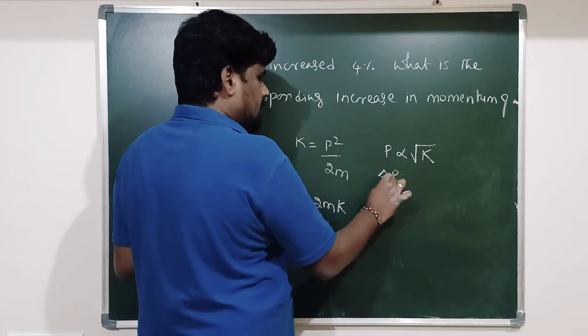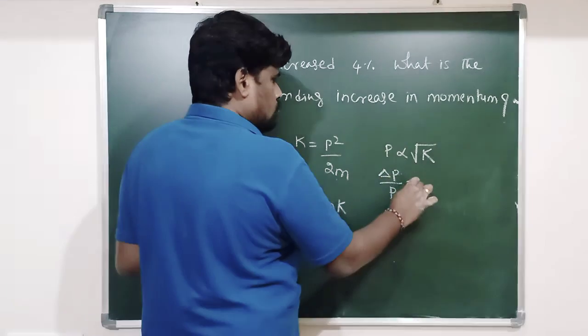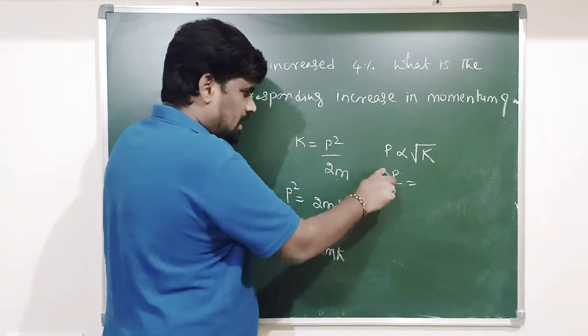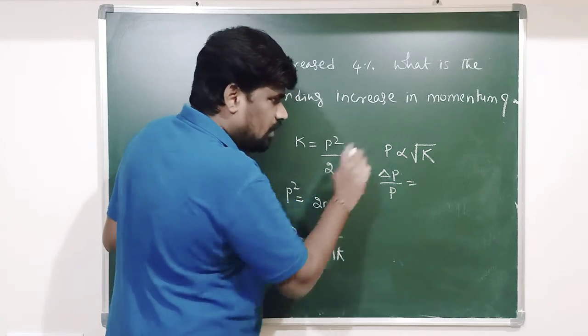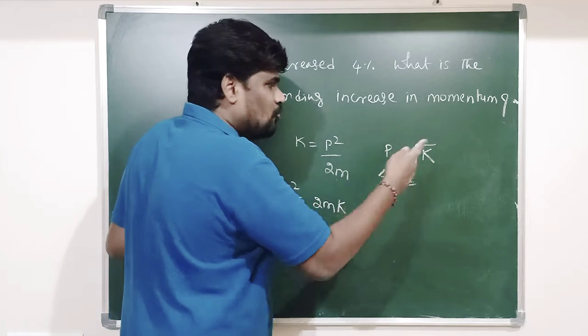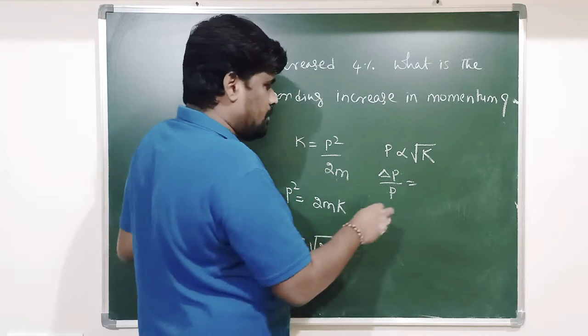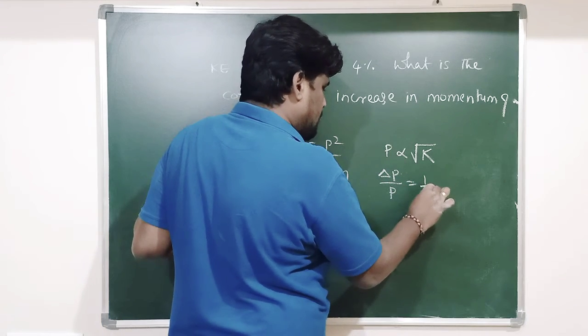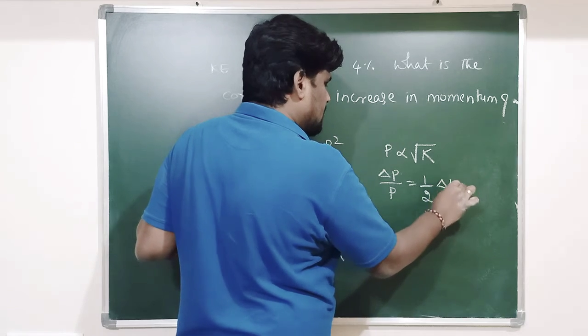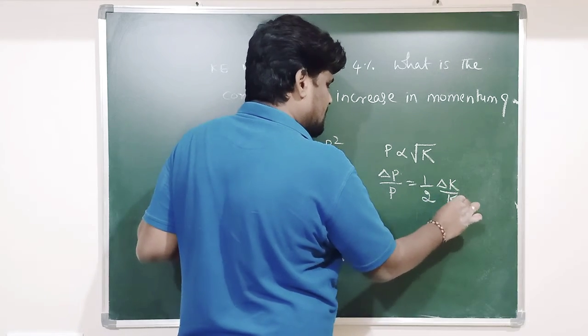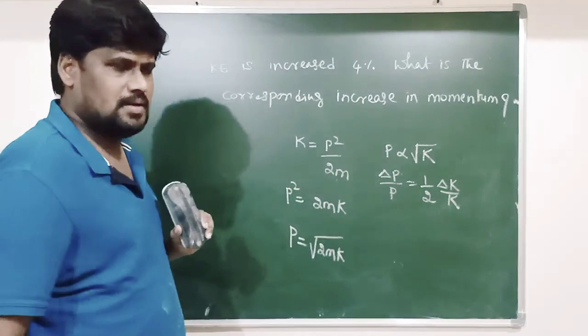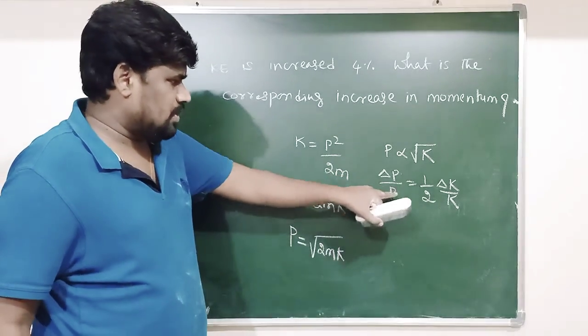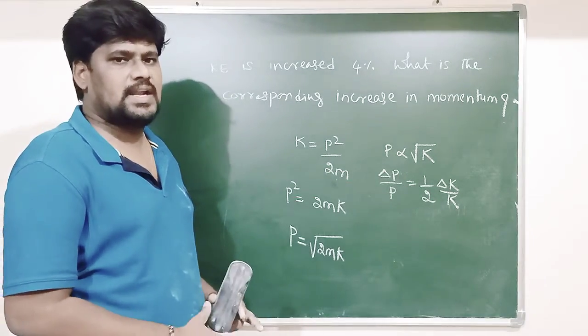Delta p by p should be equals to root k. Root k means k to the power 1 by 2, which gives 1 by 2 times delta k by k. Got my point? Delta p by p is equals to 1 by 2 times delta k by k.